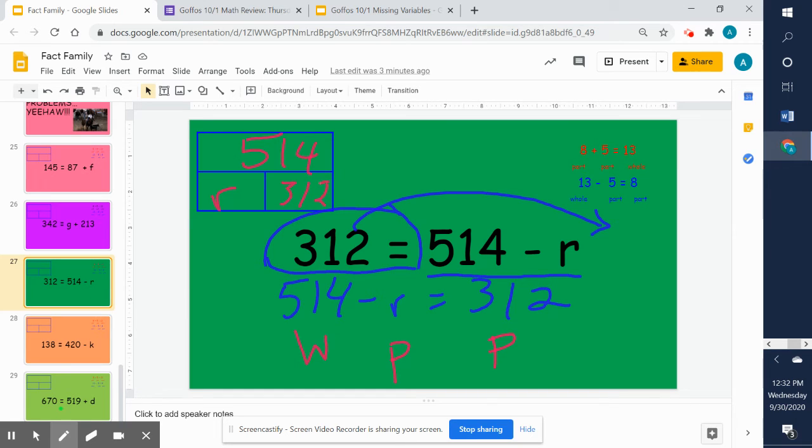Oops. I do not know a part, so I am going to subtract. So 514 minus 312. 4 minus 2 is 2. 1 minus 1 is 0. 5 minus 3 is 2. So I know R is equal to 202.